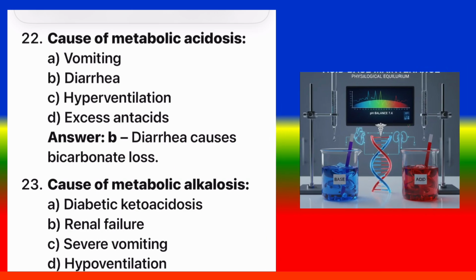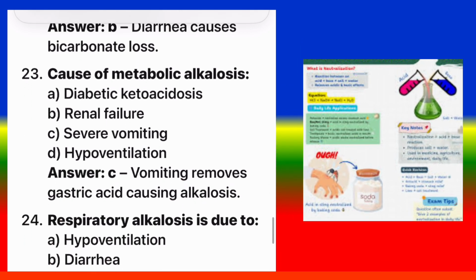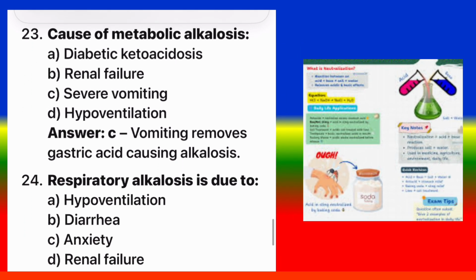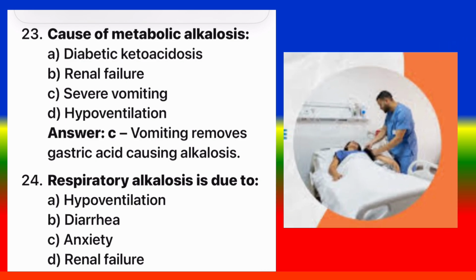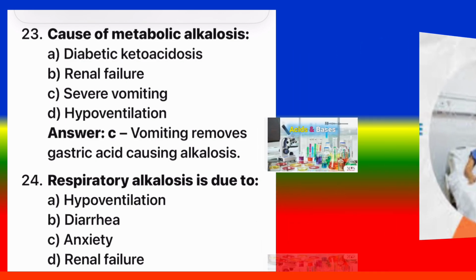Hyperventilation. D, excess antacids. Answer B, diarrhea causes bicarbonate loss. 23. What causes metabolic alkalosis? A, diabetic ketoacidosis. B, renal failure. C, severe vomiting. D, hypoventilation. Answer C, vomiting removes gastric acid, causing alkalosis.